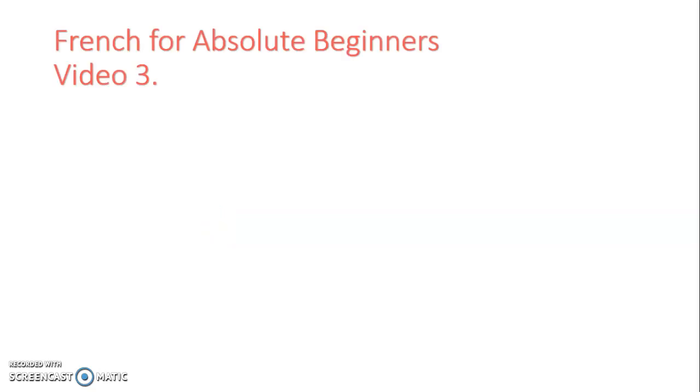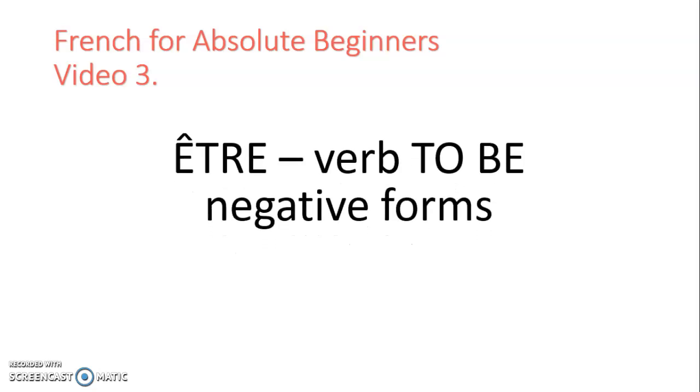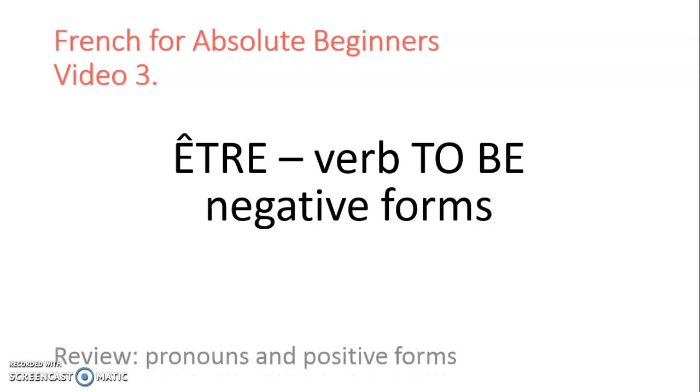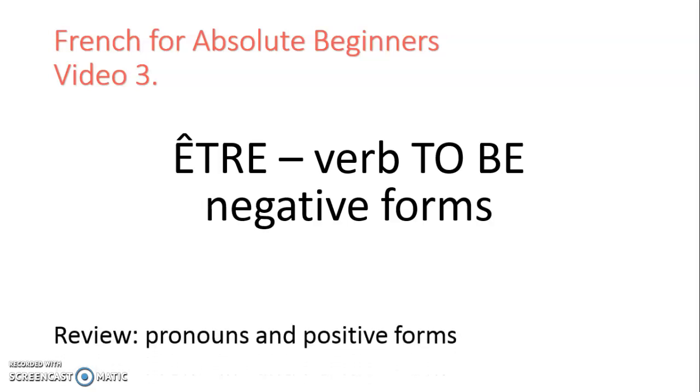So, welcome to French for Absolute Beginners, video lesson number 3. In this video, we are going to cover the negative forms of the verb to be in French, être. Make sure you review first the previous 2 videos. We covered pronouns and positive forms of this word.